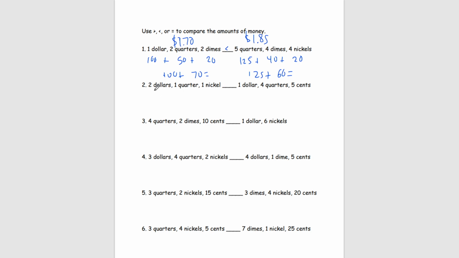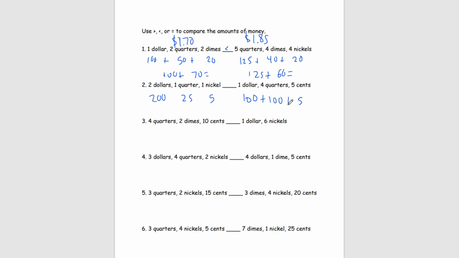Number 2, we're doing the same thing. $2 is equal to 100 each, so we get 200. 1 quarter is 25. 1 nickel is also only 5. $1 is 100. 4 quarters is 25 each, so 4 times 25 equals 100. And we have 5 cents right here, which is just 5.